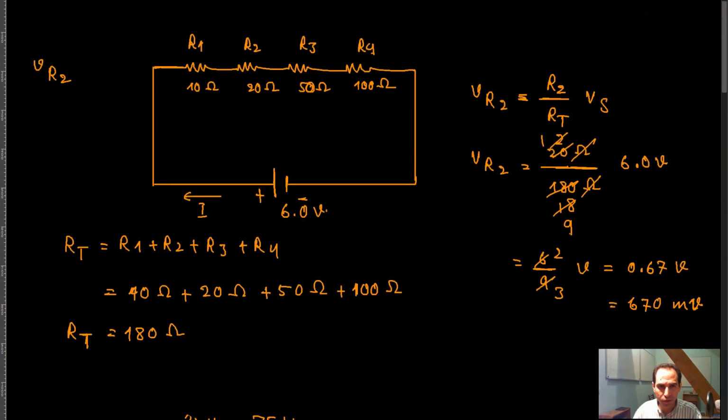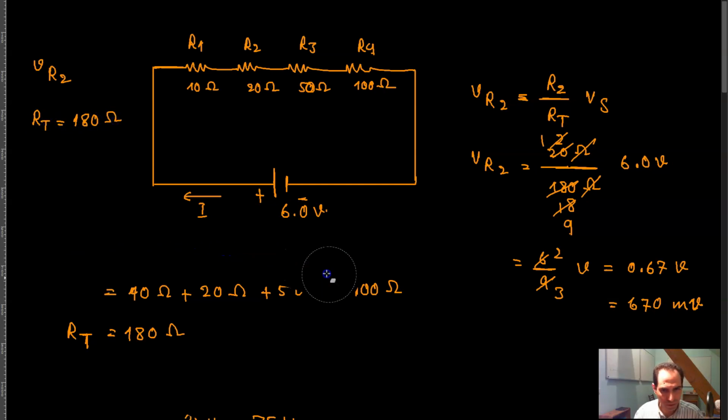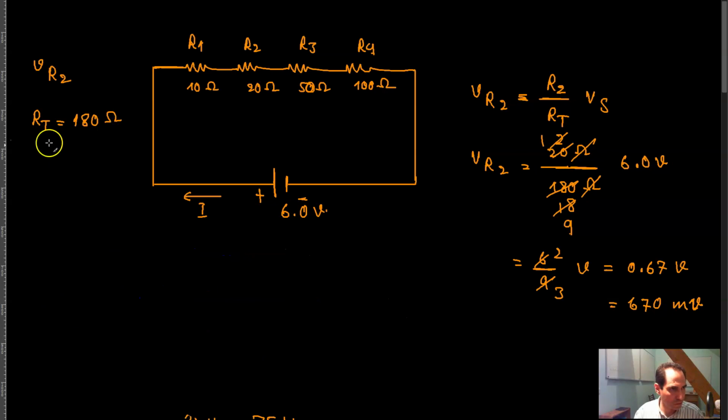Okay, so now in the same circuit, if you want to, for example, calculate the voltage across R3 and R4, you can see that R3 and R4 together would be 150 ohms, right? So we know that our R of T is equal to 180 ohms. I erase all of this. So our R of T is equal to 180 ohms, all of the resistance in our circuit.